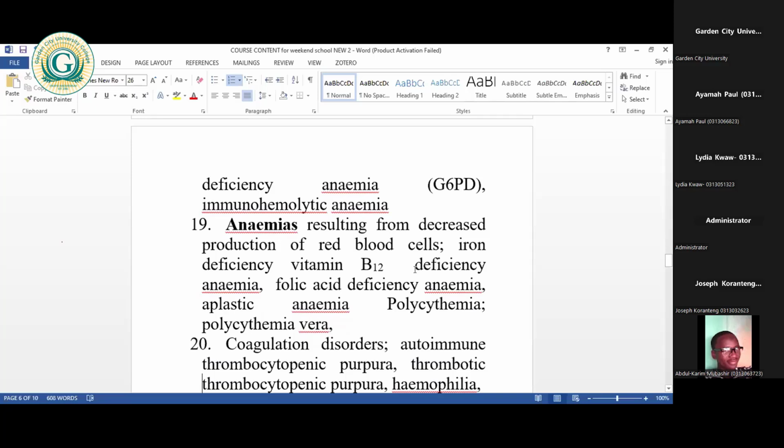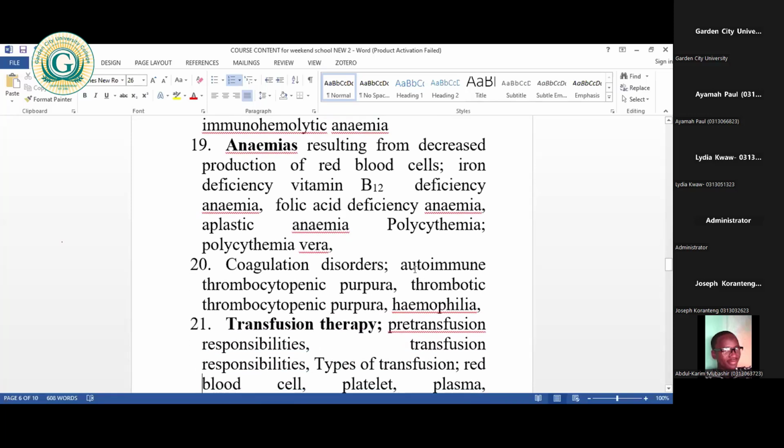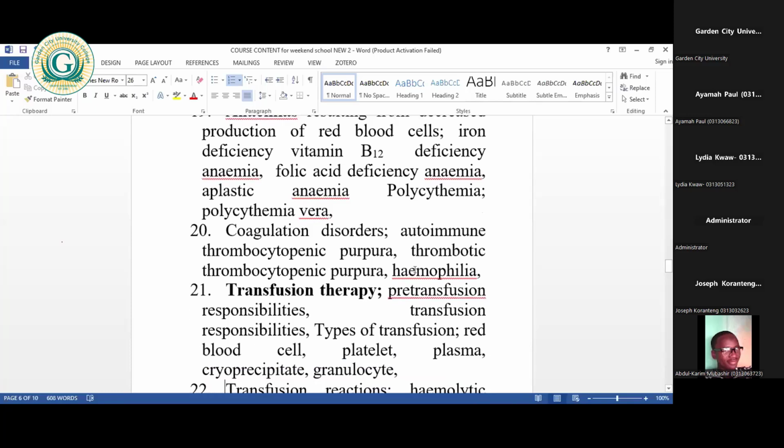So anemias resulting from decreased production of red blood cells. Here you talk about lack of iron, vitamin B deficiency and folic acid deficiency. Then aplastic anemia, anemia resulting from a problem with the site. So we talk about polycythemia, and polycythemia vera will be talked about here. Coagulation disorders, autoimmune thrombocytopenic purpura, thrombotic thrombocytopenic purpura, hemophilia will be looked at here. Then we look at transfusion therapy.